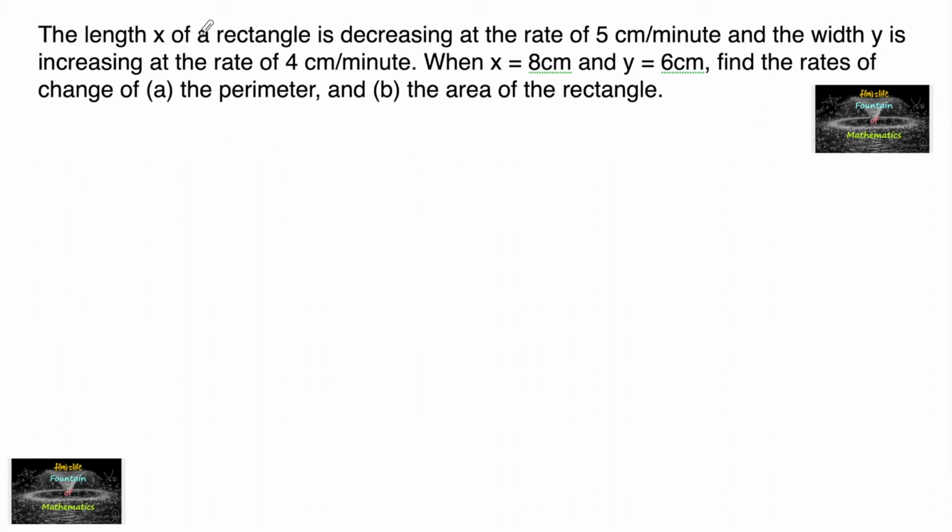The length x of a rectangle is decreasing at the rate of 5 centimeter per minute and the width y is increasing at the rate of 4 centimeter per minute. When x is equal to 8 centimeter and y is equal to 6 centimeter, find the rates of the change of (a) the perimeter and (b) the area of the rectangle.